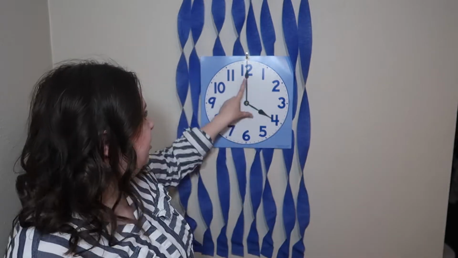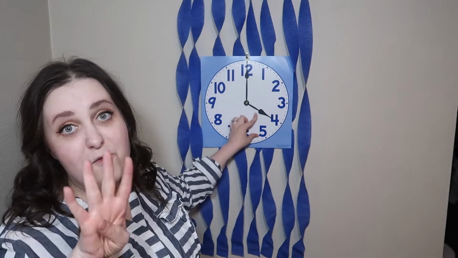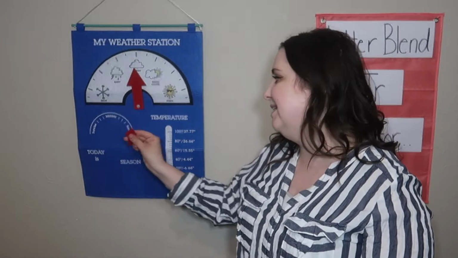Yay! And guess what? Our big hand is already on the right number. For 2 zeros, it has to be on a 12. Here's our time, 4 o'clock. Let's head back over to our weather chart. Now that we learned that it's 4 o'clock, we get to put our red arrow right in between midday and sunset. The next thing we have to do is see what the temperature is outside.